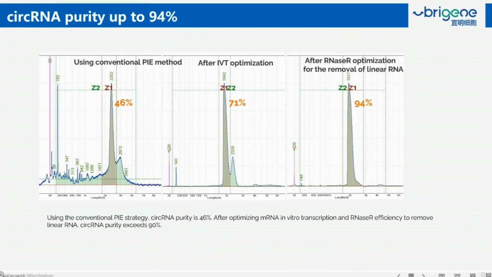Using a conventional PIE method, we compared that and began to optimize our IVT reactions. Here looking at a two-step approach to optimization of the production. Using the conventional strategy, the purity for circular RNA was about 45%. But after optimizing both the IVT reaction and the RNase-R efficiency to remove linear RNA, our purities now exceed over 90%.